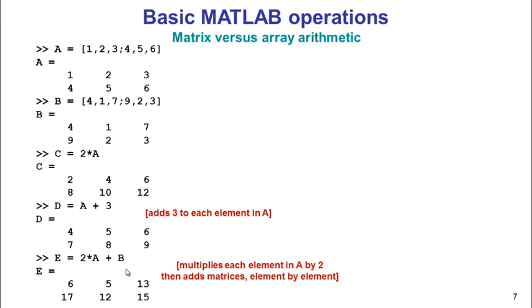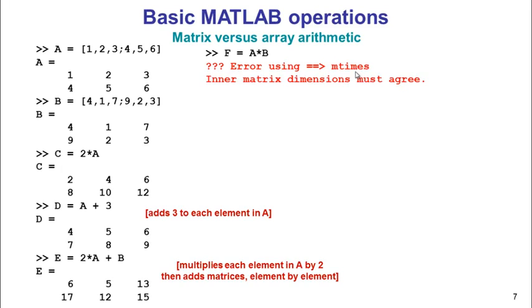Now here things get a little more complicated. What if you wanted to say F equals A times B? In this case you would get an error, and the reason you would get an error is because you're trying to do a matrix multiplication. So that's what this error message means. Error using M times, or M times being MATLAB shorthand for matrix multiplication. And the reason you get this error is because the inner matrix dimensions must agree. So A and B are each 2 by 3 arrays, and 2 by 3 matrices cannot be multiplied using formal matrix multiplication. And pretty soon we'll talk about the difference between array multiplication and matrix multiplication, and what matrix multiplication in MATLAB actually means.